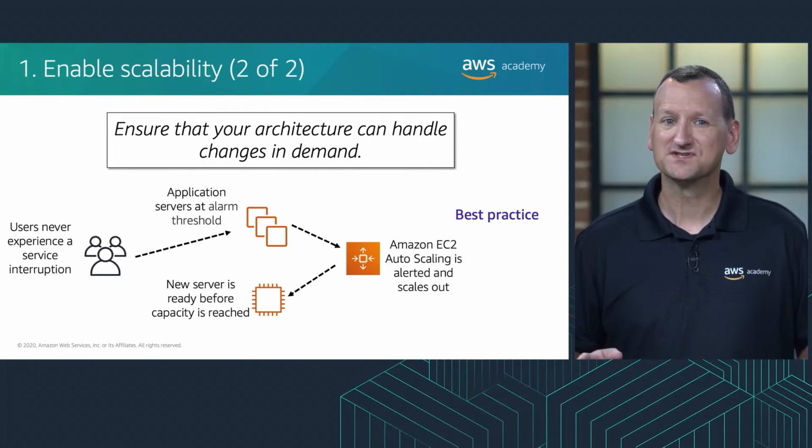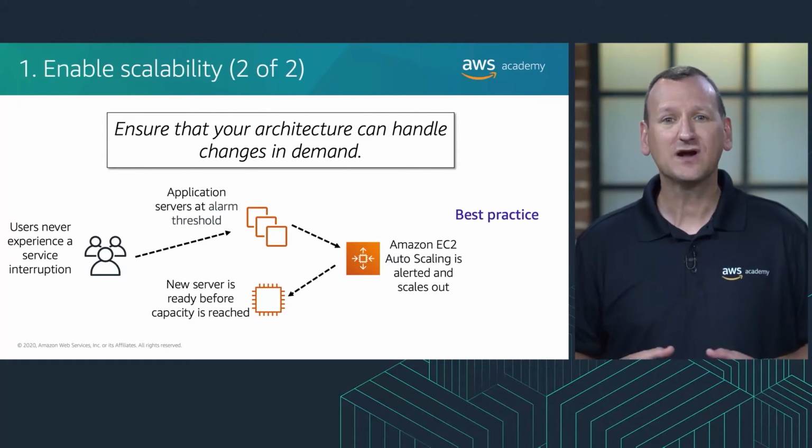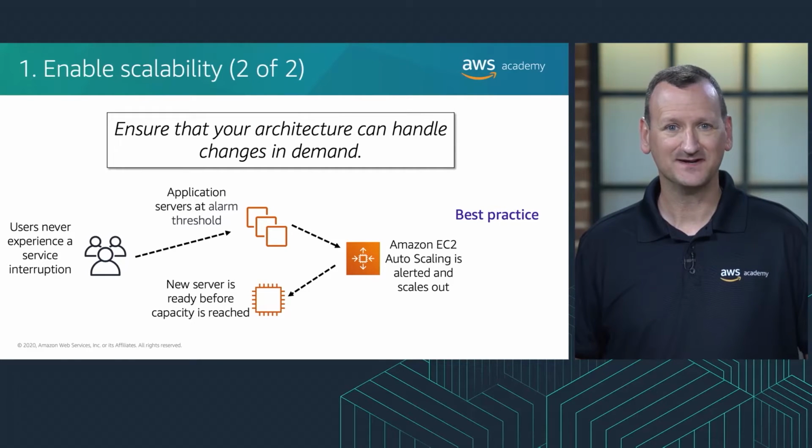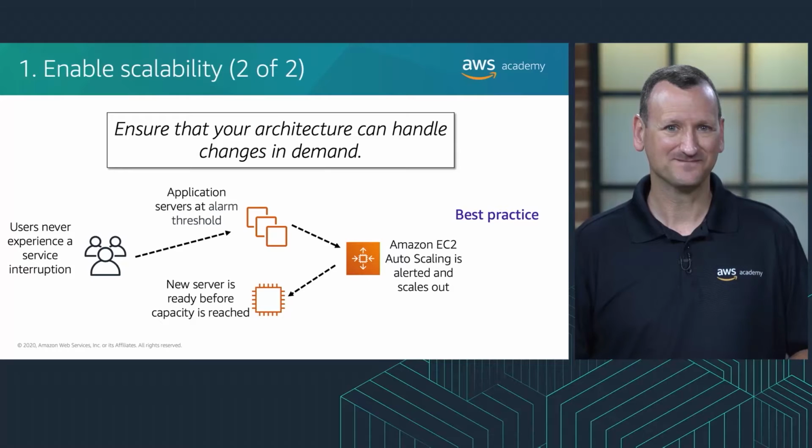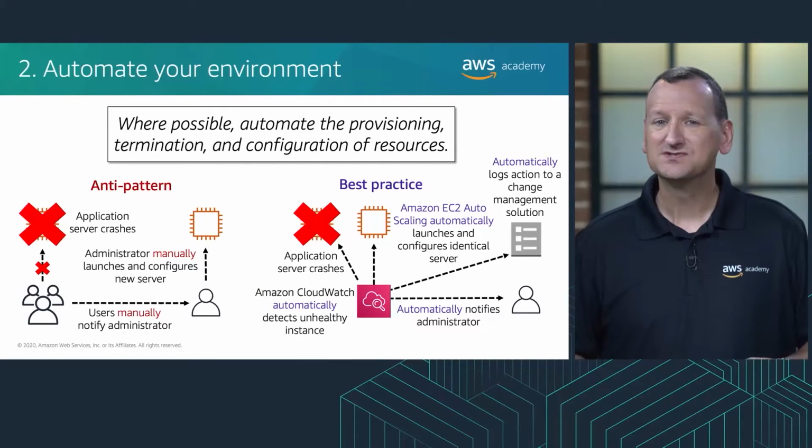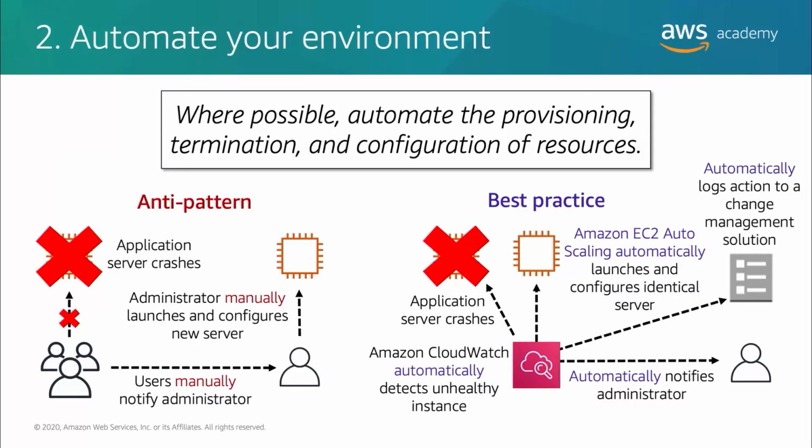You also want to design your system to scale in. When demand drops off, you can release resources you no longer need to lower cost and complexity. The next best practice is to automate your environment. AWS offers built-in monitoring and automation tools at virtually every layer of your infrastructure. By using these tools, your infrastructure can respond quickly to changes. You can use tools like CloudWatch and Amazon EC2 Auto Scaling to detect unhealthy resources and automate the launch of replacement resources. You can also be notified when resource allocations change.